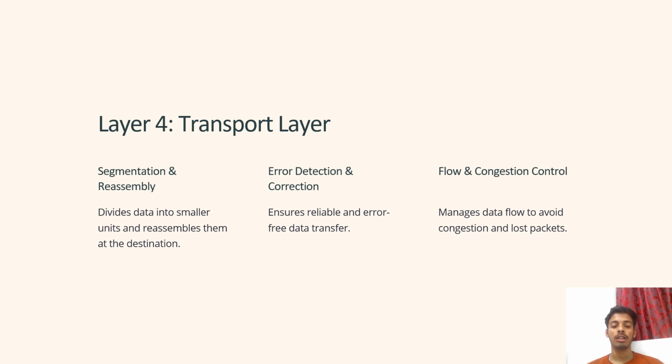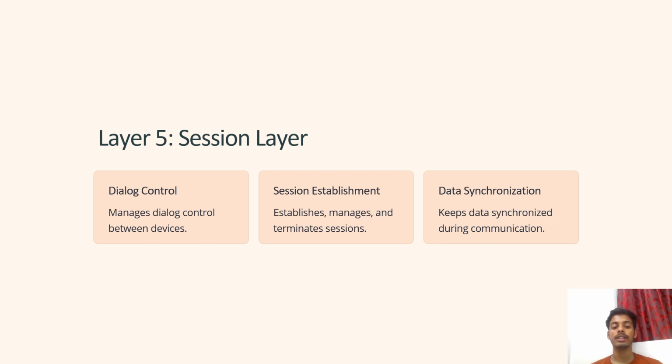Let us see what the transport layer is. Segmentation and reassembly: divide data into smaller units and reassemble them at the destination. Error detection and correction ensures reliable and error-free data transfer between two devices that are interconnected to communicate with each other. Flow and congestion control manages data flow to avoid losing any packets when the data is transferred from the sender to the receiver end.